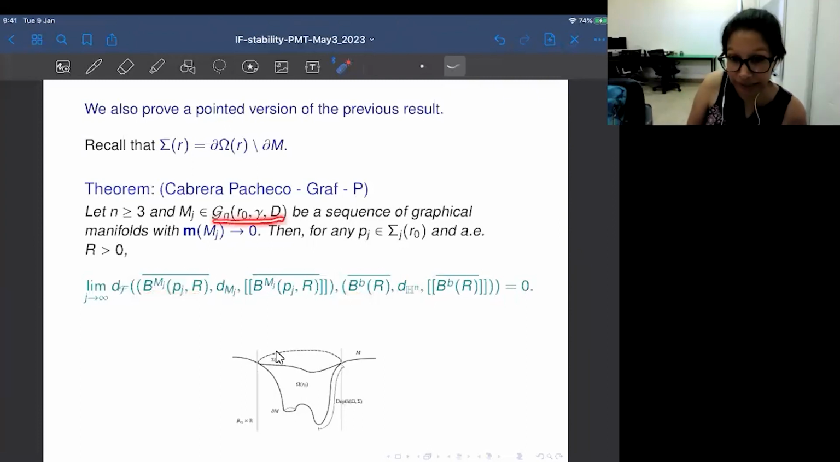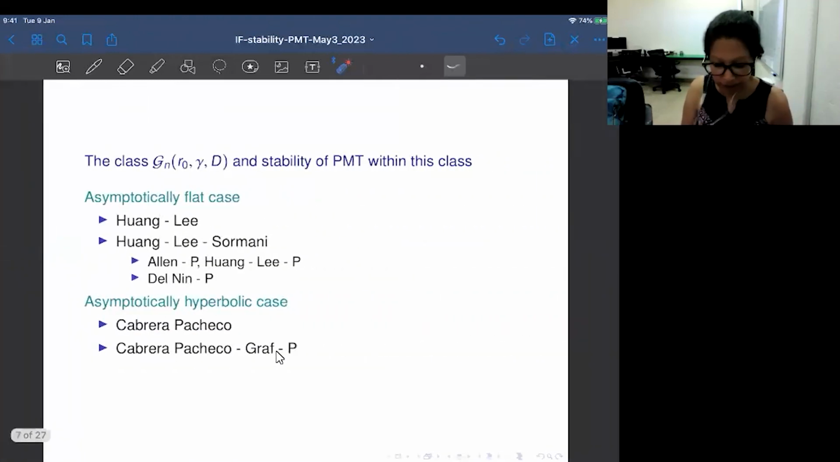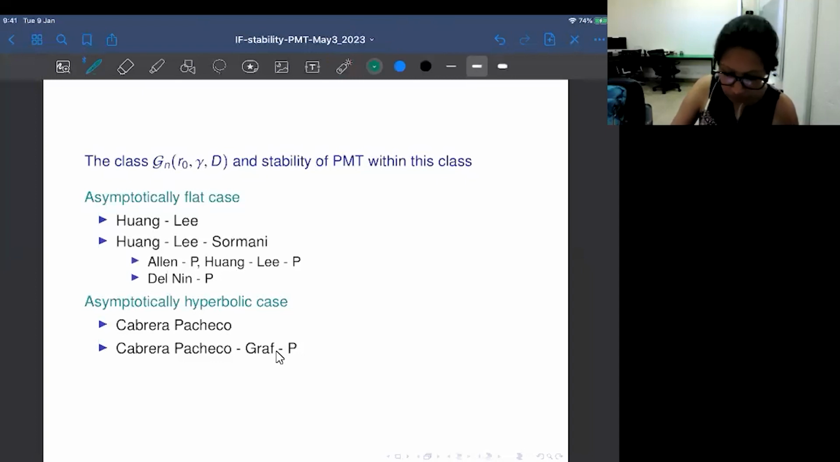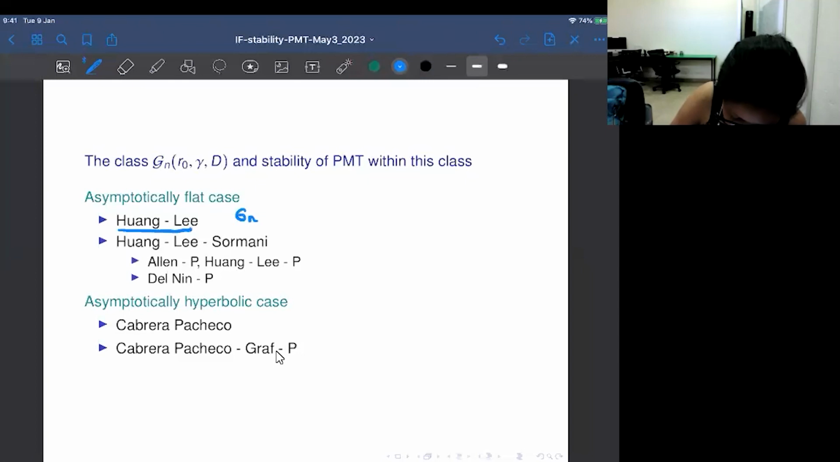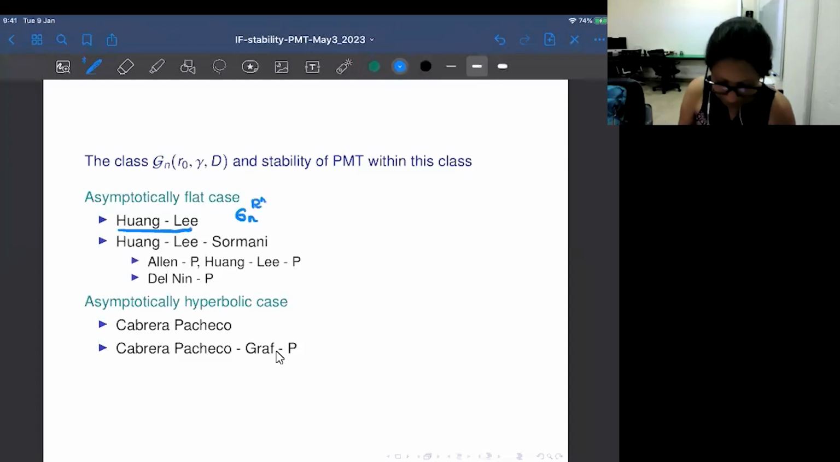I'm going to tell you what this class is, and I'm going to tell you what this intrinsic flat limit is. But before passing to all the details, I just want to make this historical note, because the class that we are studying actually was studied first in the asymptotically flat case. So it was introduced by Huang and Lee, one class that is actually a big class. So let me call it GN. And here I'm going to put RN because it's in the flat case. Okay, so they introduced one class of manifolds.